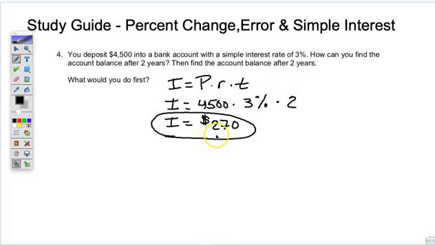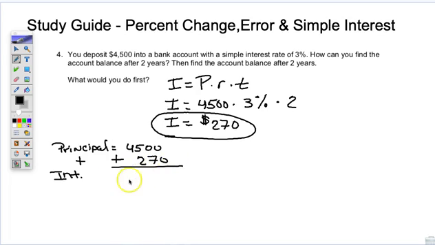Now the second part of the question was, how do you find the account balance? You take your interest and you add it back to the principal. So the principal is equal to $4,500. Then we're going to add to it the interest that we just calculated, and that is $270. Once you add those two together, you should have a grand total of $4,770. You do need both answers here.